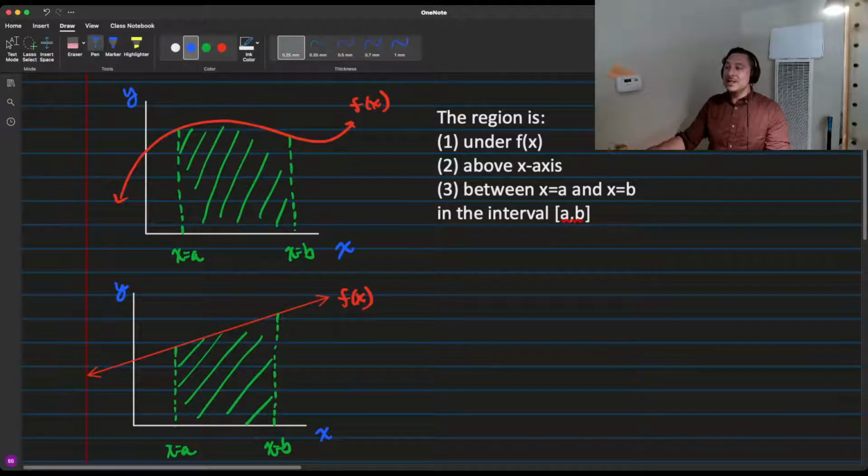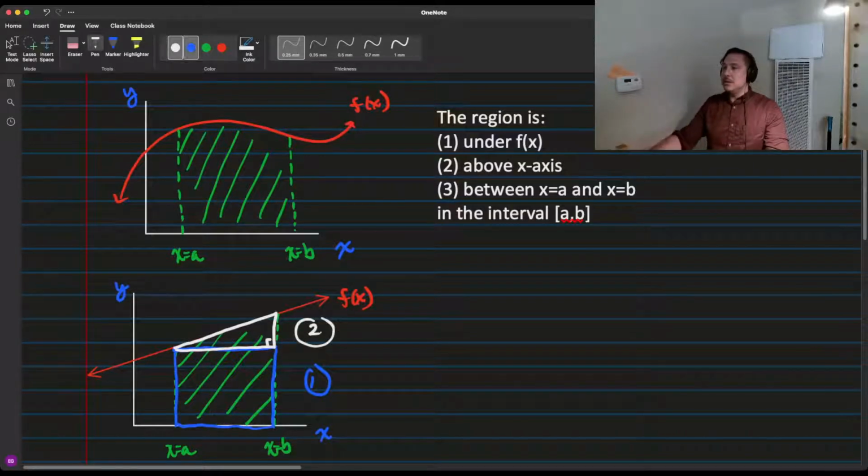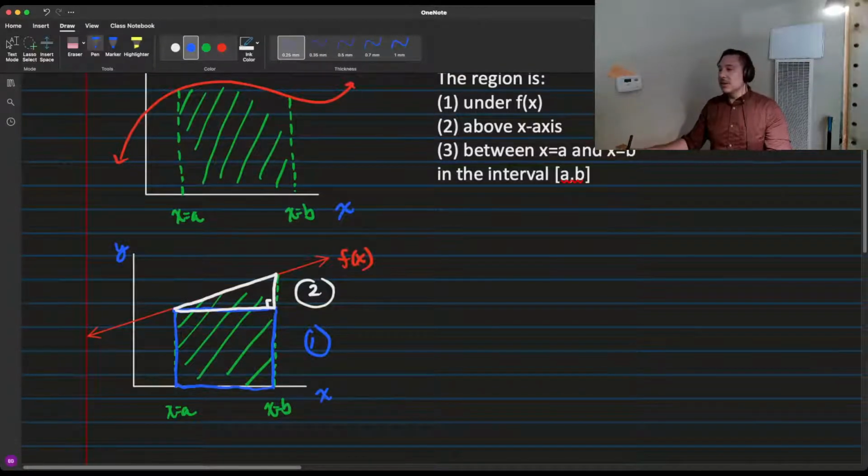Okay, but looking at this, with this particular shape, you can split it up into 2 parts. So you get this first part right here, which is a rectangle. We'll call it part 1. And then you get this other part over here, which is a right triangle. Call that part 2. And looking at them, you can figure out the area under the curve pretty easily.